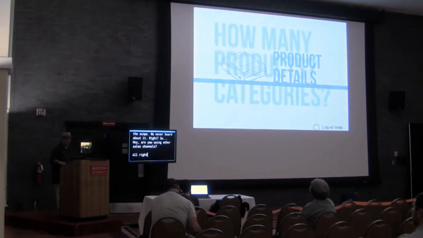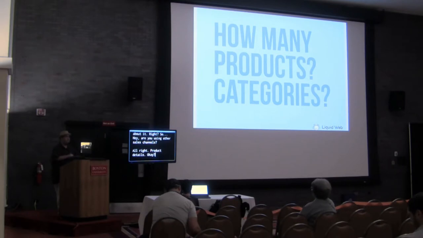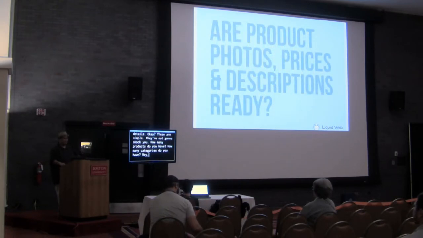All right, product details. Okay, these are simple. They're not going to shock you. How many products do you have? How many categories do you have? Hey, are the product photos, the prices, and the descriptions already ready? Are they easily exportable? Are they already in a spreadsheet? Do you already have this data?